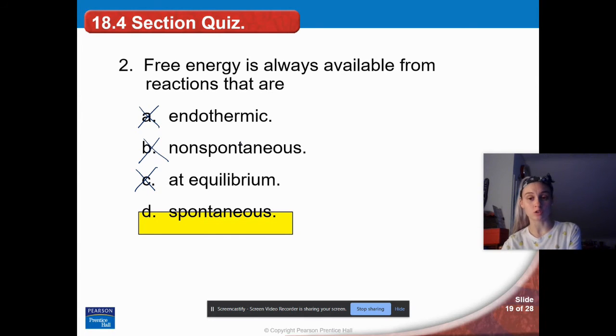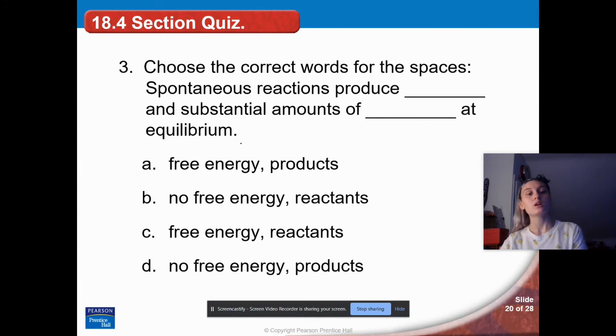Non-spontaneous reactions usually require energy, like photosynthesis. Choose the correct words for the spaces. Spontaneous reactions produce blank and substantial amounts of blank at equilibrium. So we're talking about if we're releasing or not releasing energy, and if we're favoring products or reactants.